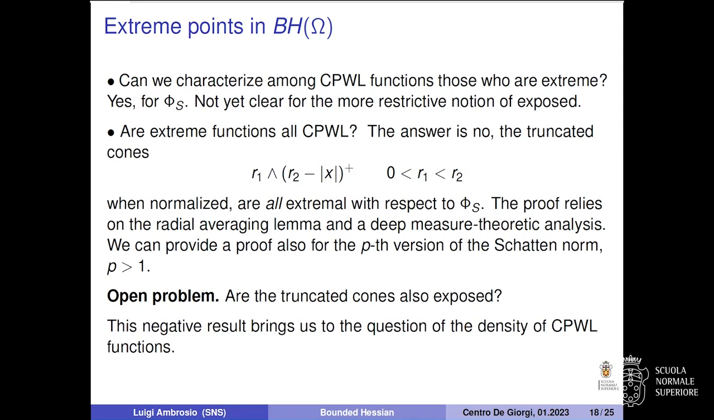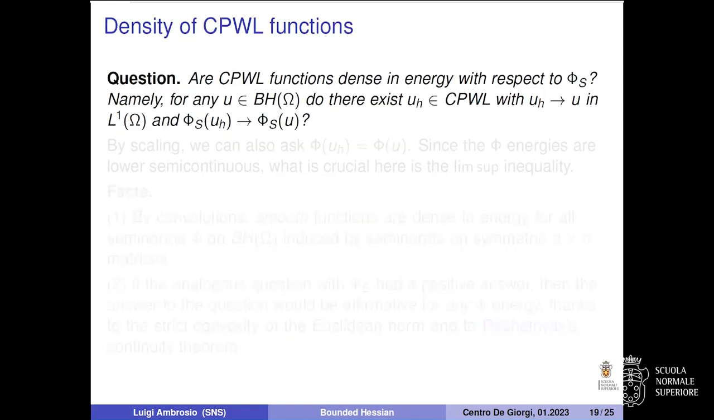Okay, anyhow, now we know that not all extreme functions are CPWL. And so these negative results bring us to the next question. Well, at least we might try to say whether CPWL functions are dense or not. Of course, the density here has to be understood in a particular way. It is what we call in calculus of variations density in energy. Of course, CPWL functions are dense in LP, in reasonable topologies, weak topologies. But here, the main ingredient, because we are really dealing with our energy.